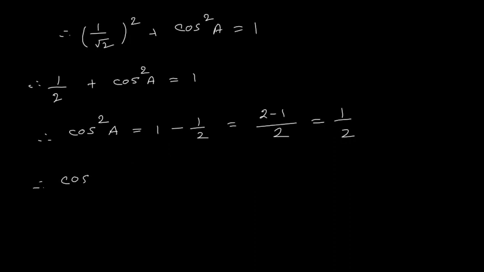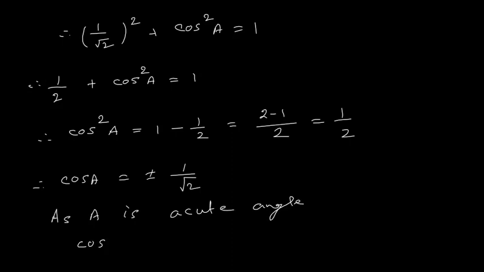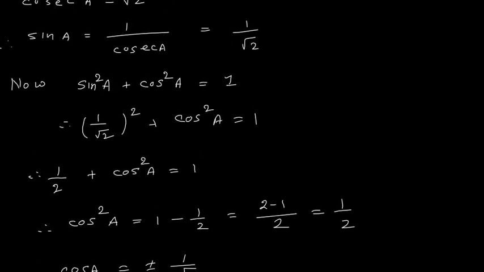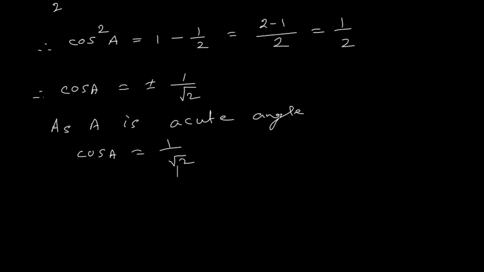Therefore cos A is equals to plus or minus 1 upon root 2. We will take square root. As A is acute angle, I will say that cos A is 1 upon root 2. Now I have the value of cos A, I have the value of sin A. Then it is easy to find tan A. The value of tan A is sin A upon cos A.